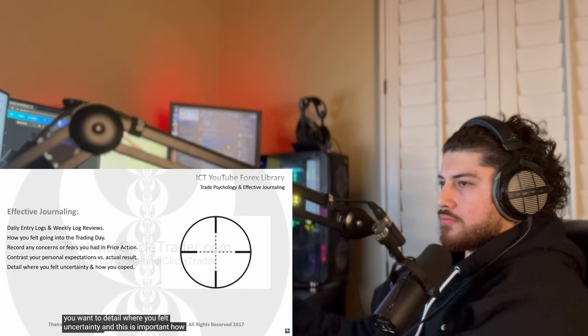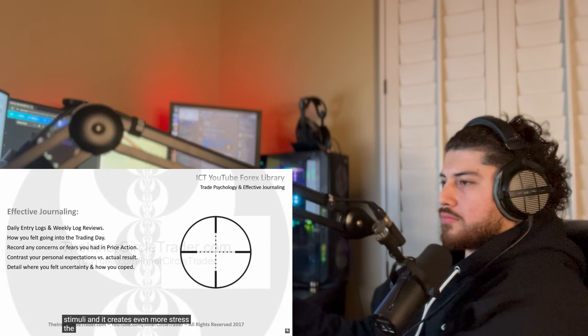Take detail where you felt uncertainty, and note how you actually cope with it. You're going to find that many of your coping skills for stress aren't really coping skills. They're actually feeding that emotional stimulus and creating even more stress. The only way you're going to find that is by actually recording it, writing it down.